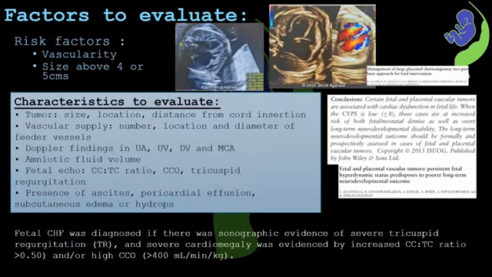Now what are we supposed to do, or what are the things we need to evaluate? I will discuss this step by step. Before that, we know that the two important risk factors are vascularity and size of the tumor. The first step is to assess the character of the tumor. We need to report the size. If required, 3D volume can be used, and we need to report the exact location and how far it is from the cord insertion.